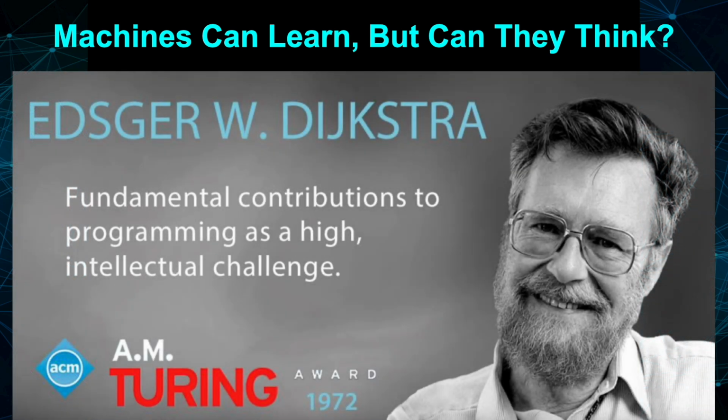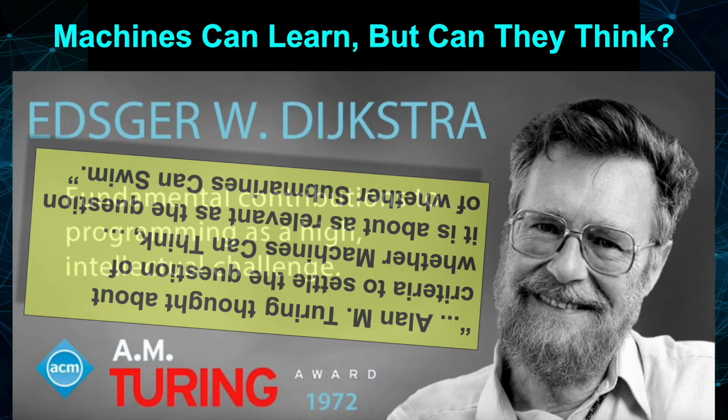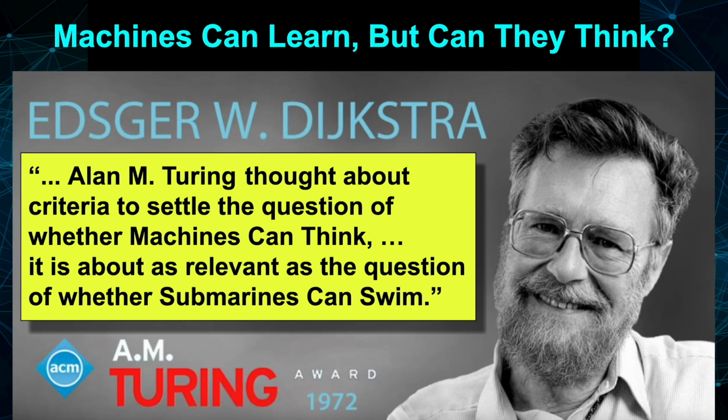Edsger Dijkstra, a prominent computer scientist, summed it up this way. "Turing thought about the criteria to settle the question of whether machines can think. It's about as relevant as the question of whether submarines can swim." Although it may seem like AI systems can think, they're using patterns from their training data to predict or generate new information.